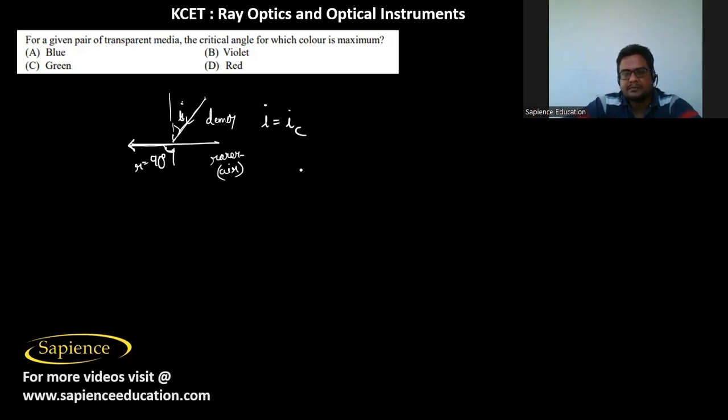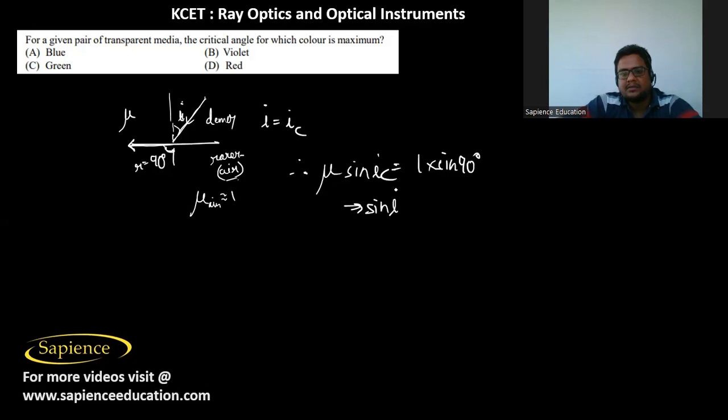So if we apply Snell's law, if the refractive index of the denser medium is mu, and suppose the rarer medium is air, the refractive index of air, we know, is approximately 1. So mu into sine iC will be equal to 1 into sine 90. So then sine iC will be equal to 1 by mu.